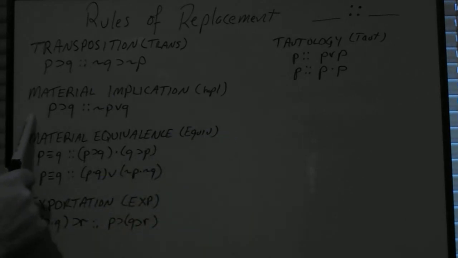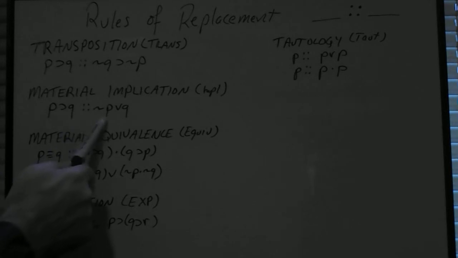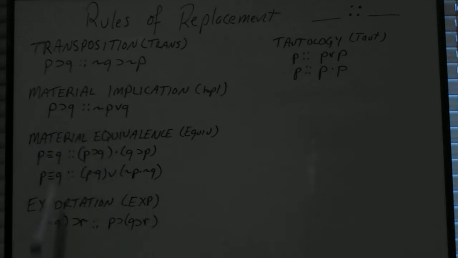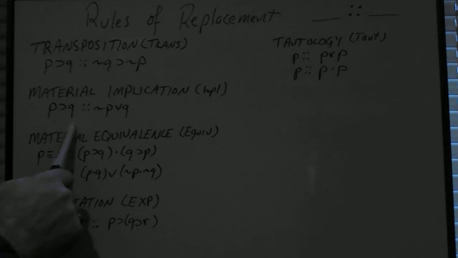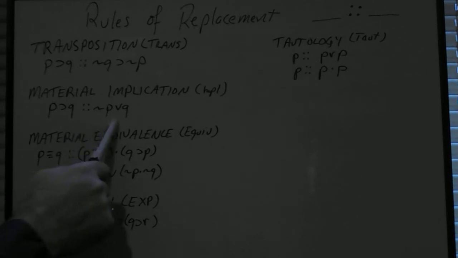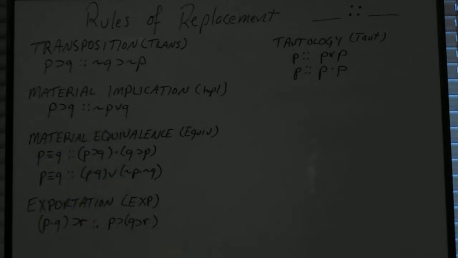Material implication, impl, says that if you have not P, then Q, that is also exactly the same as not P or Q. So a straight if P then Q is the same as not P or Q. Now keep in mind, of course, we can also go the other direction on any of these. It simply depends upon what you need in working the equation.